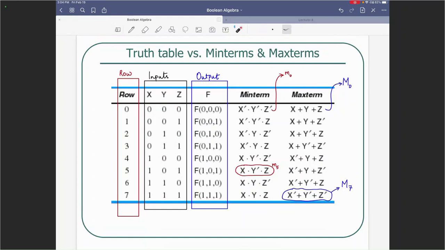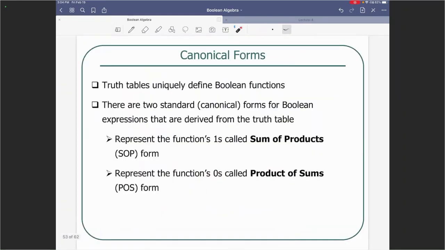All right, let's move on here to canonical forms, and we have already kind of talked about it. So let's just recap that. Truth tables are uniquely going to identify Boolean functions. We have said that many times. And there are two canonical forms of Boolean expressions that are derived from the truth table. One is your sum of products, and the other is your product of sum.